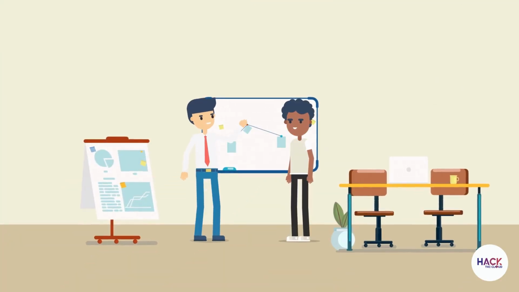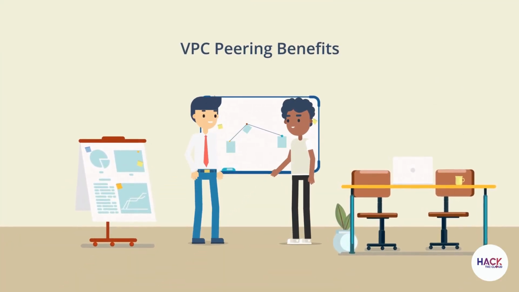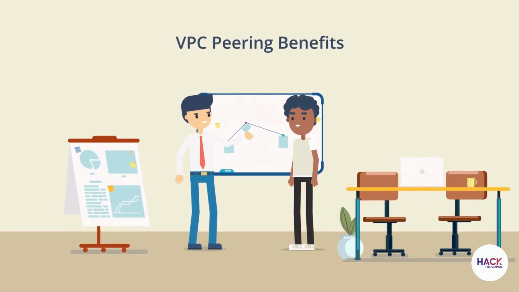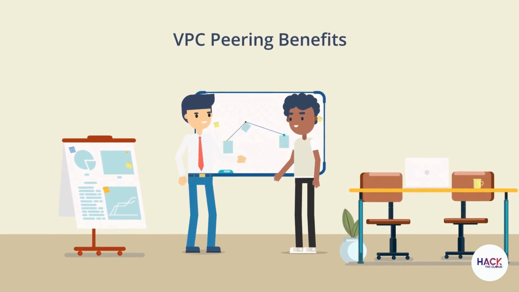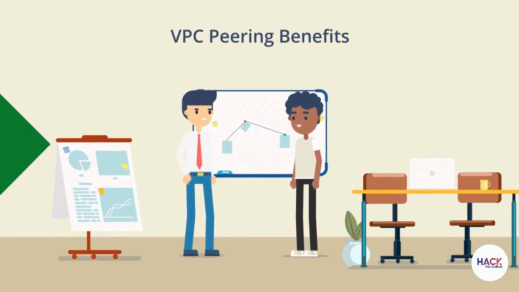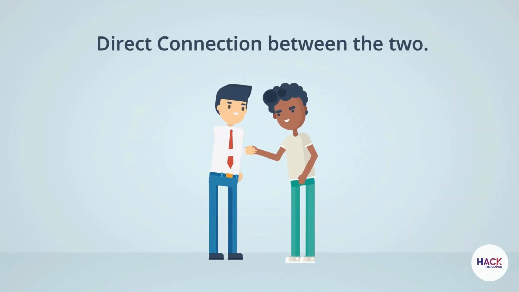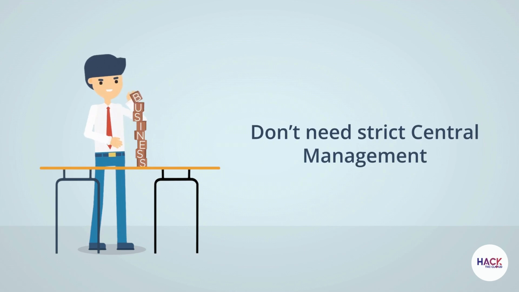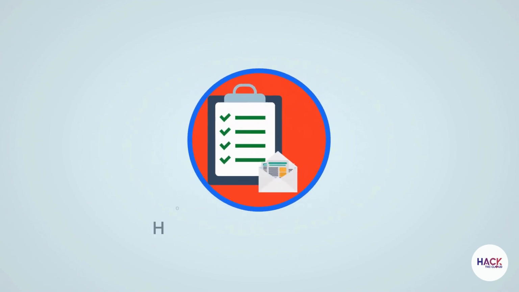VPC peering, on the other hand, is for more independent VPCs that occasionally need to share resources. It's like two neighbors keeping their own homes, but deciding to build a bridge for easier communication. You don't need centralized control here, just a direct connection between the two. Use VPC peering when you've got two or more teams that don't need strict central management, but still want to collaborate. Plus, peering is easier to set up than Shared VPC, but you won't get the same level of control and organization.